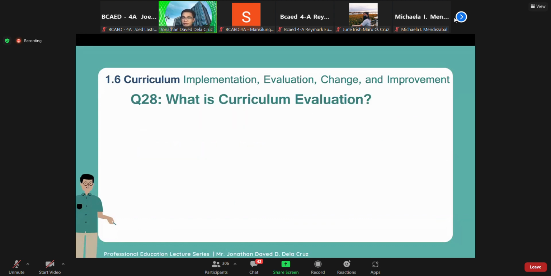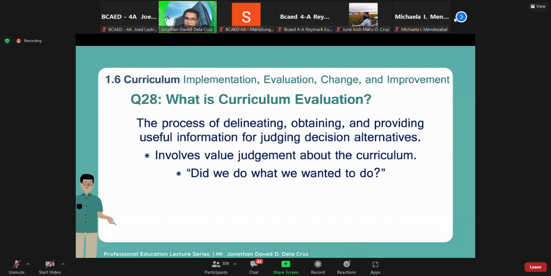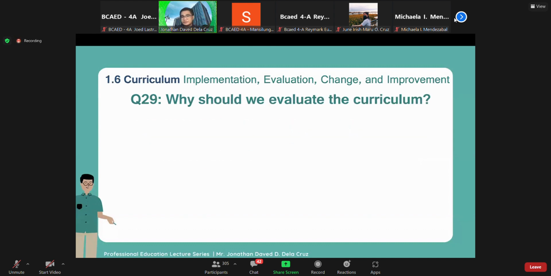In curriculum evaluation, so it's a process of delineating, obtaining, and providing useful information for judging decision alternatives. So it involves value judgment about the curriculum. Did we do what we wanted to do? When we develop the curriculum, we are planning, we develop an aim, a goal, and objective. Ngayon, nakuha ba natin yung mga objective na yun? Yung mga goals and aims na yun? Yun yung i-check natin sa curriculum evaluation.